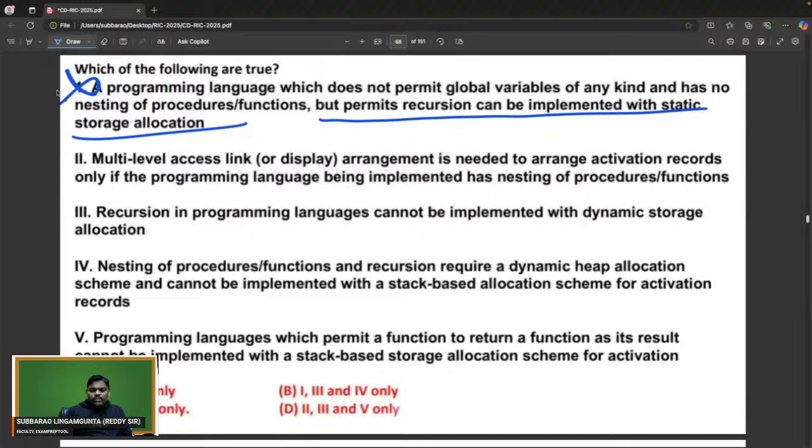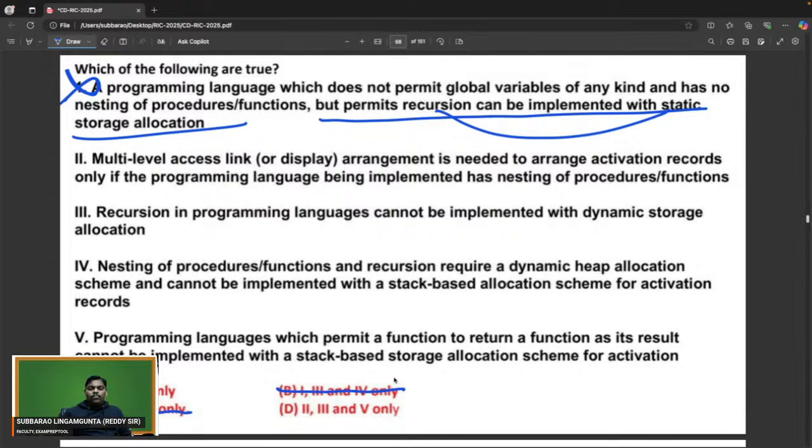So I think the first statement is, "Recursion can be implemented using static storage allocation." So I think one is wrong. Static and recursion have no relation, right? Wherever one is there, cancel it.